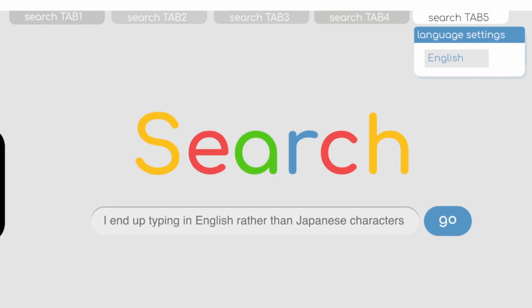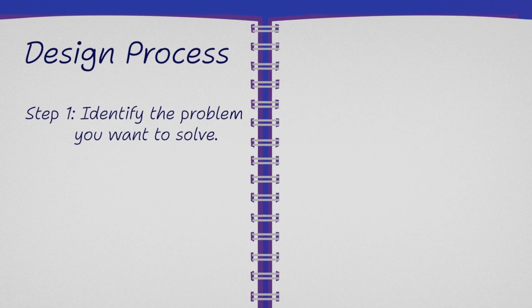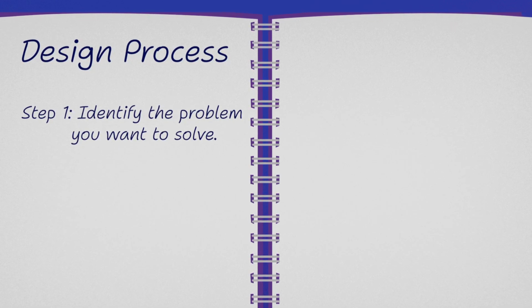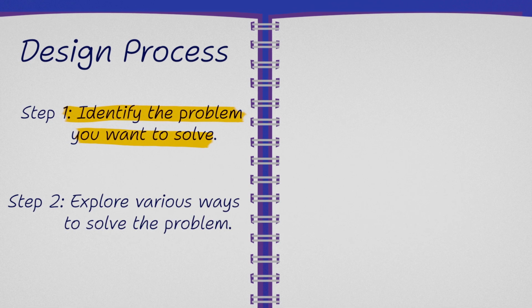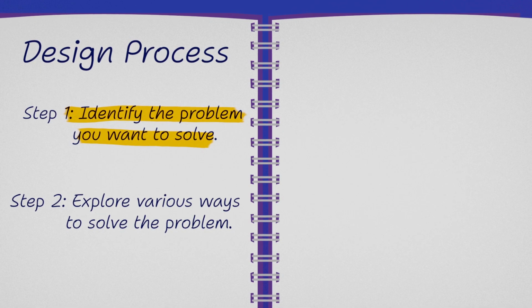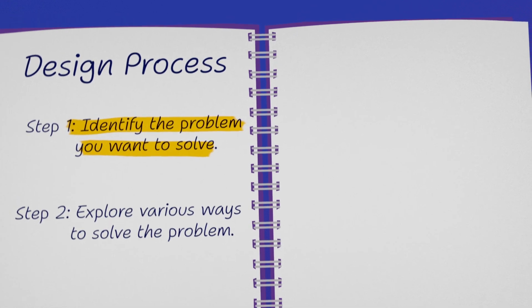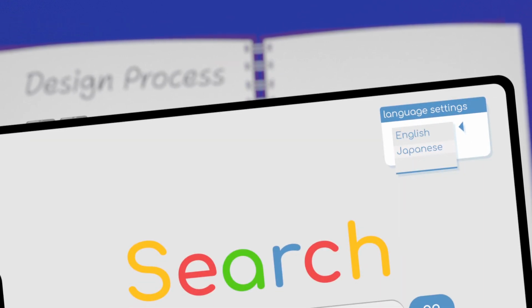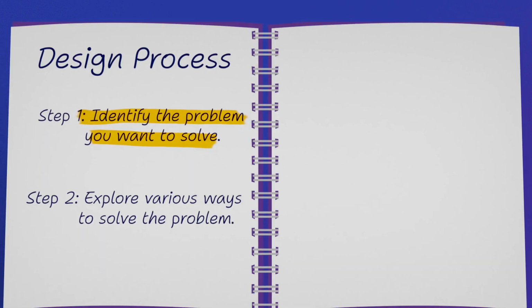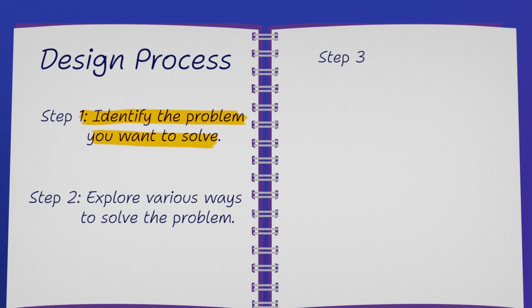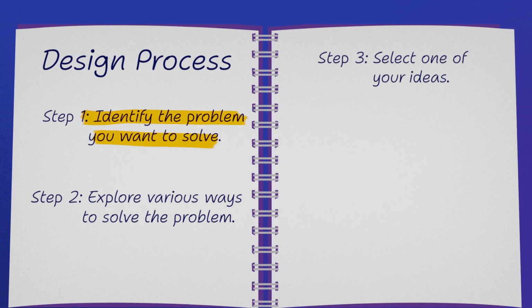Yeah, that kind of software problem drives me crazy. Exactly. That's the kind of specific problem you might come up with in the first stage of the design process. Identify the problem you want to solve. Okay, so then in the second step, you explore various ways to solve the problem. So I need to brainstorm solutions. Right. In my case, I need a solution that will enable me to search the internet in Japanese characters without changing languages every time. After you've brainstormed, the third step is to select one of your ideas.